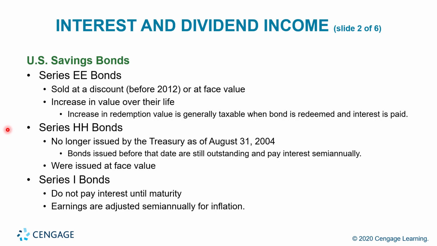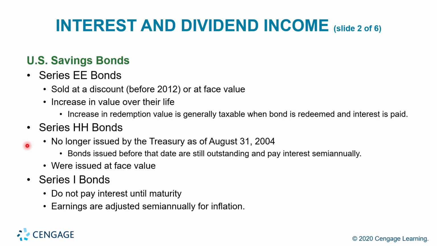U.S. savings bonds. So you have Series EE, Series HH, and Series I. Series EE bonds are sold at a discount before 2012 or at face value. They increase in value over their life, and so the increase in redemption value is generally taxable when the bond is redeemed and interest is paid.